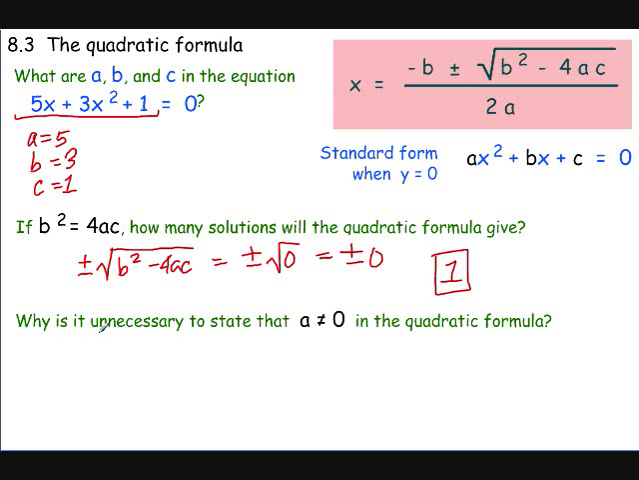Oh, this is something to think about. Why is it unnecessary to state that A does not equal 0 when we talk about the quadratic formula? And notice, it's in the denominator, and all of you remember that never, ever, ever do we let the denominator go to 0. So you'd almost think we should be saying A must not be 0. Why is that unnecessary here?